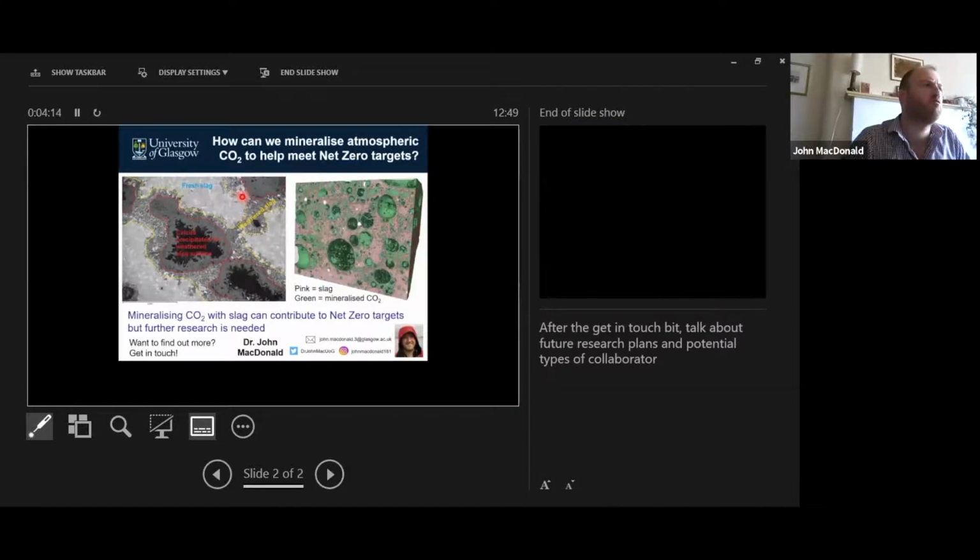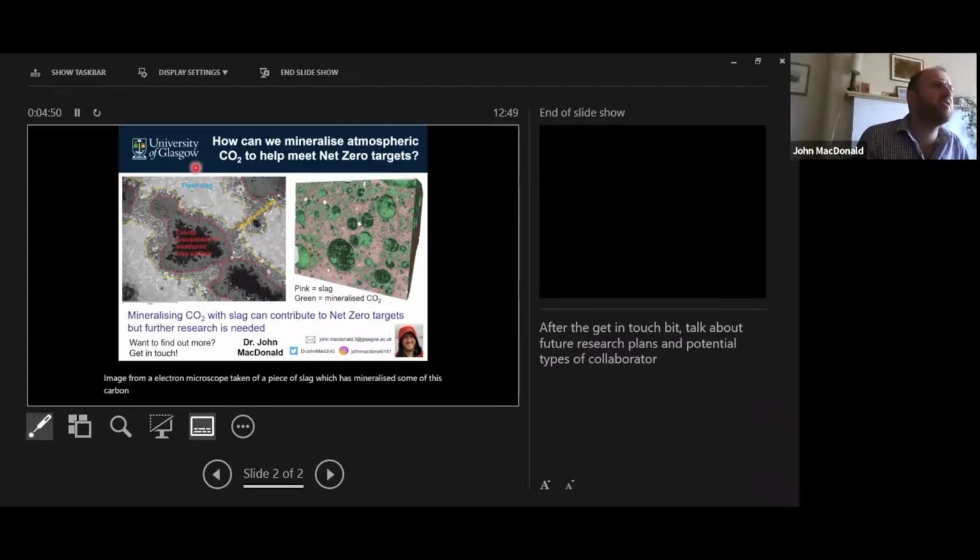So this is a process that I'm interested in in my research at the University of Glasgow. I use high-powered electron microscopy and chemical analysis approaches to investigate the really small-scale influences and processes in this CO2 mineralization reaction. On the left here, we can see an image from an electron microscope taken of a piece of slag, which has mineralized some of this carbon dioxide.